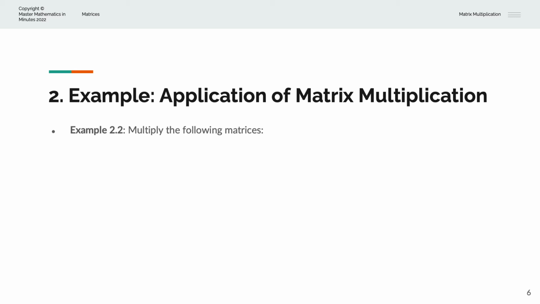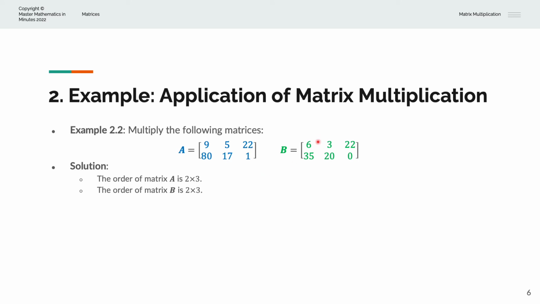In a second example, we're asked to multiply the following matrices, A and B. Firstly, we'll need to determine the order of these matrices to be able to tell whether we could multiply these two matrices together. The order of matrix A is 2 by 3, with 2 rows and 3 columns. And the order of matrix B is also 2 rows and 3 columns, so 2 by 3.